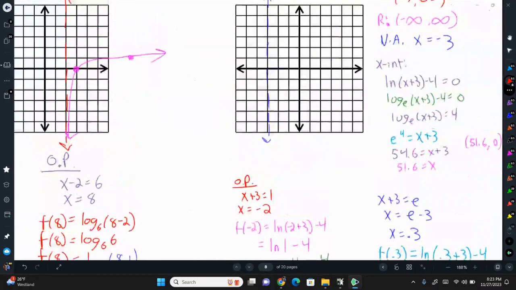Negative 2 comma negative 4, and then 0.3 comma almost negative 3, so about there. So the graph will look like this.